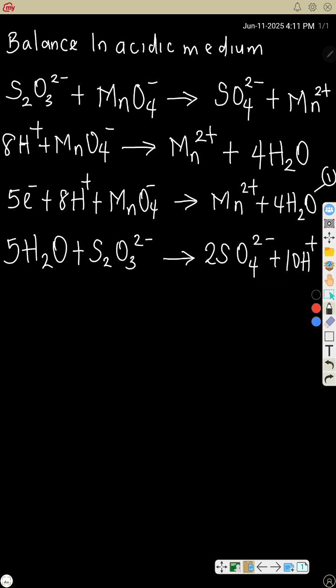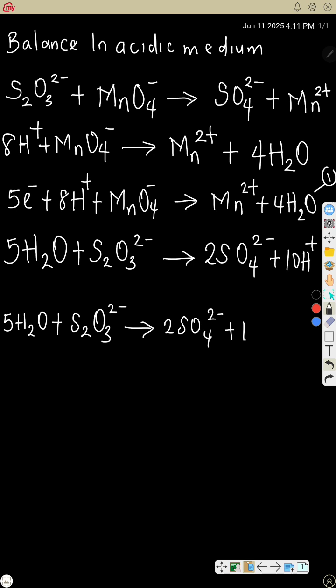So I'm adding +8 electrons there. So this will be 5H2O plus S2O3 2 minus to give 2SO4 2 minus plus 10H plus 8e minus.